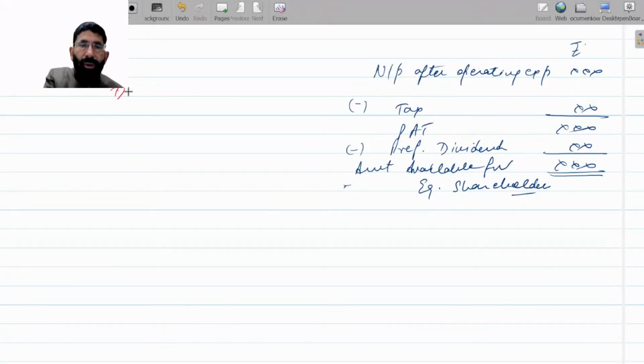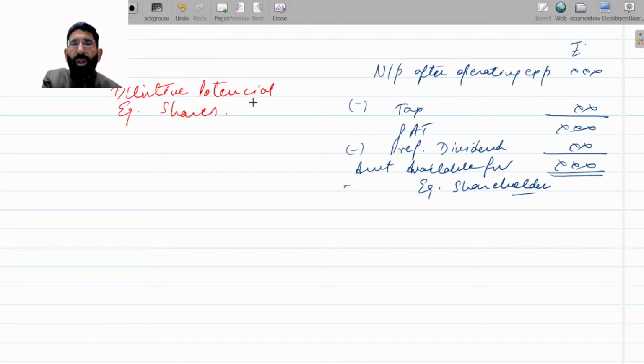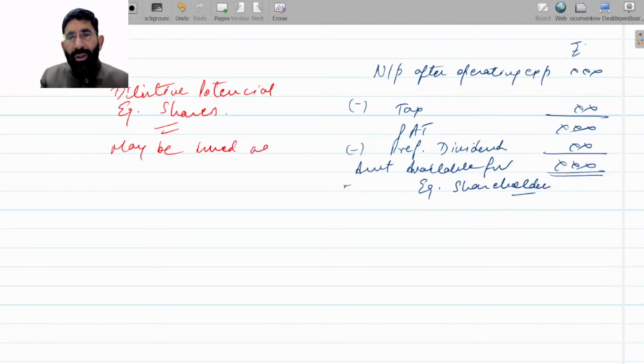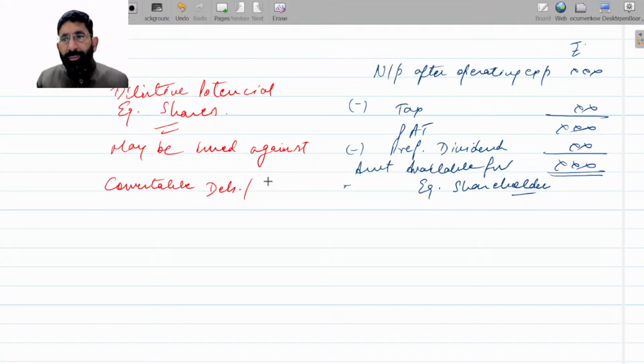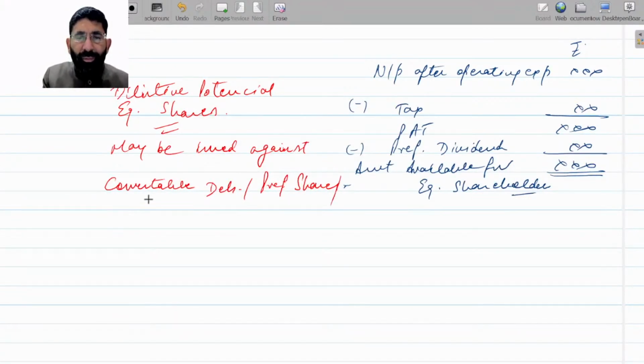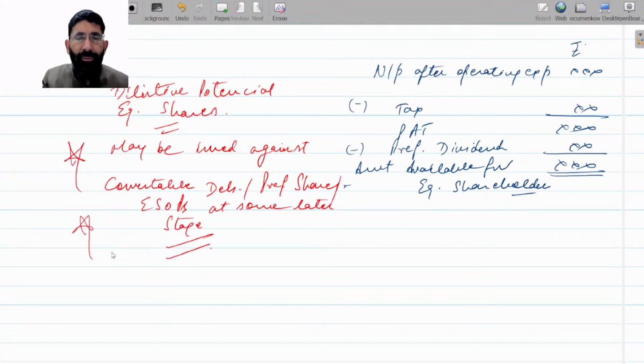Already discussed in our previous lecture. Dilutive potential equity shares meant for those shares which may be issued against convertible debentures or preference shares or ESOPs at some later stage, not now. So these are to be issued later on. These are not yet issued.